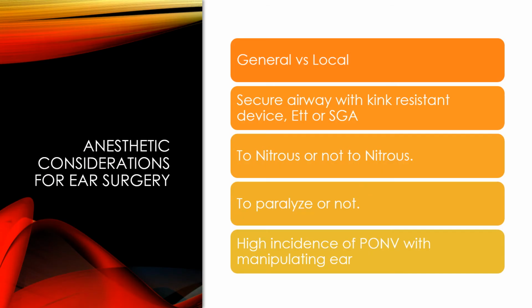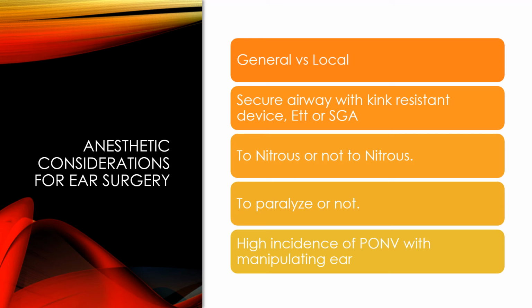Just some general considerations for ear surgeries. Some procedures can be done without general anesthesia, but most of them require it. I doubt that you can do a local procedure on a child, and I wouldn't recommend it, but some of the adult procedures can be done with local. The airway needs to be secured with a device that will not kink with manipulation of the head, most likely an ET tube, but some people are using supraglottic airways.